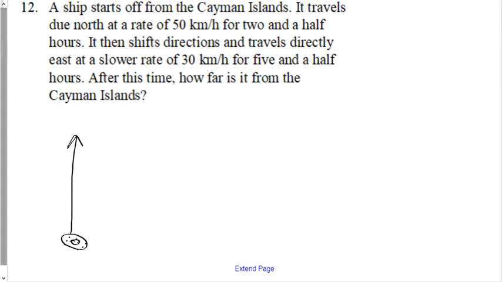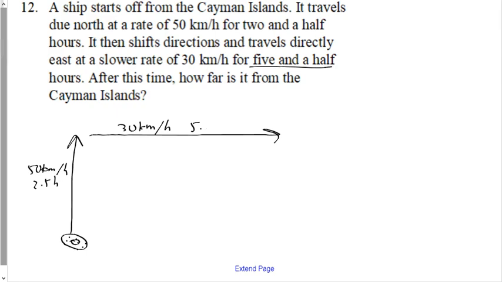at a rate of 50 kilometers an hour for 2.5 hours. Then it goes east at a slower rate of 30 kilometers an hour, and there were 4 people, not 1, not 2, not 3, but 4 people that thought it was for 5 hours. It's 5.5 hours, 5.5 hours. The question then says, after this time, how far is it from the Cayman Islands?